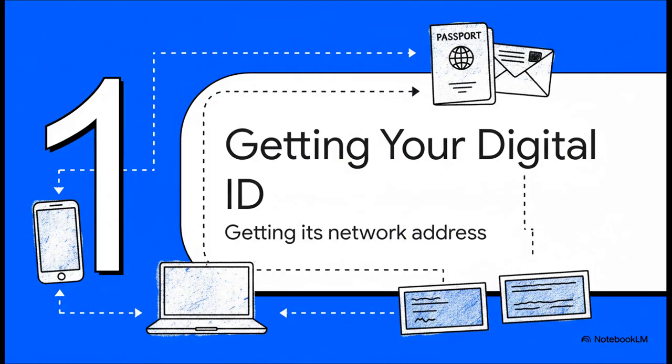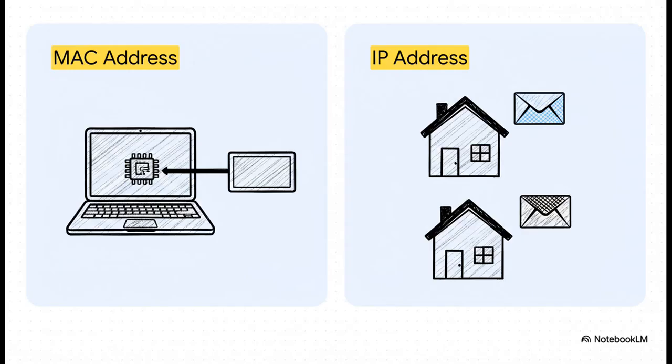Before our little data packet can go anywhere, your device, whether it's your phone, your laptop, whatever, needs a unique identity on the network. You can kind of think of it like needing both a passport and a mailing address. It actually needs 2 different kinds of addresses just to get started. So your device juggles these 2 different addresses. The first is the MAC address. This is permanent. It's literally burned into your device's hardware. It's like a serial number that never changes.